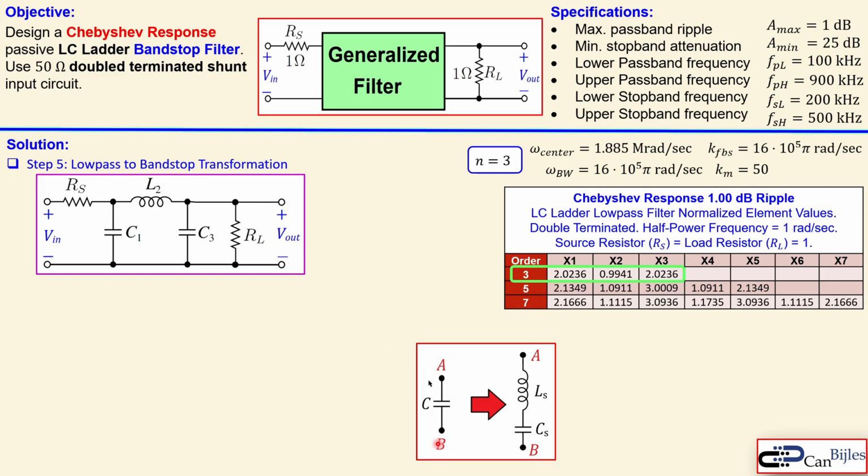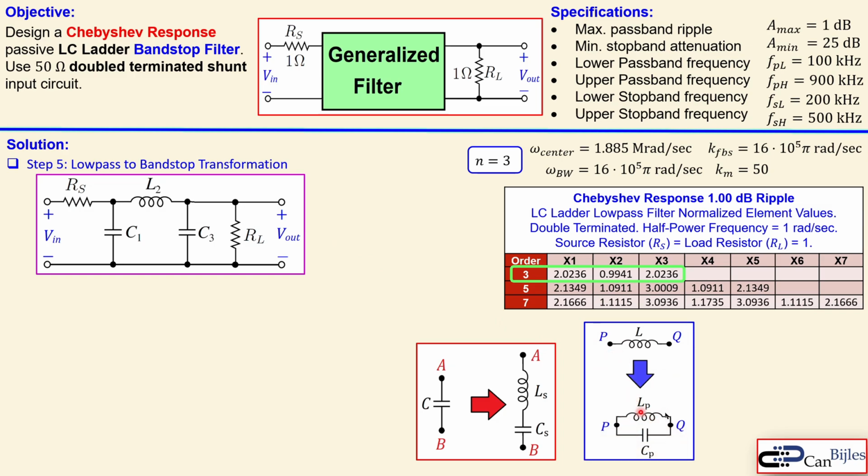Now you replace your capacitors, so your capacitor here, by a series of an inductor and a capacitor. And when you see an inductor, you replace that by a parallel of an inductor and a capacitor. This is actually the reverse of what we did in the bandpass filter design. There we replaced the capacitor by a parallel combination of an inductor and a capacitor, and the inductor was replaced by a series combination of an inductor and a capacitor.